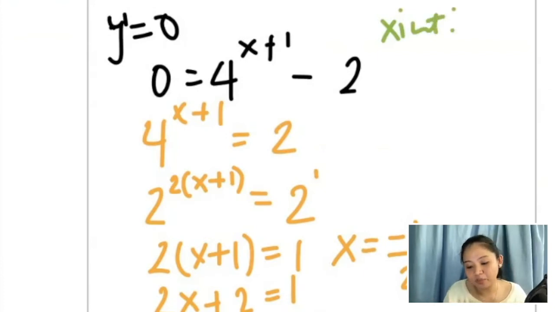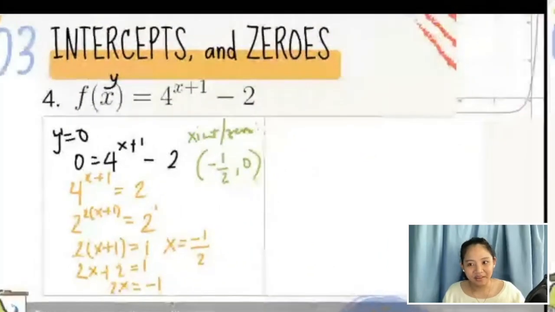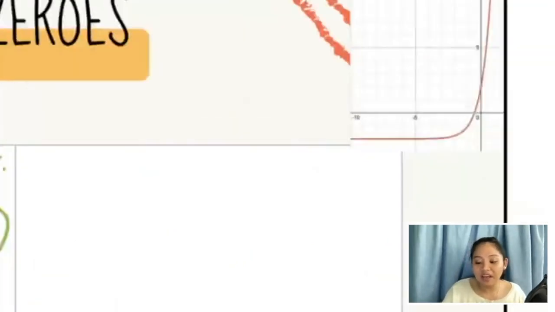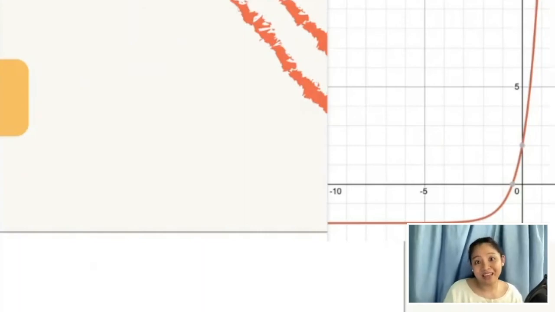X-intercept, that would be negative 1/2, 0. The x-intercept is the same as the zero, so I'm just going to write it here. That's the zero as well. Okay, on our graph, we can observe that it touches negative 1/2 and 0. Negative 1/2 and 0 touches our x-axis at that point.